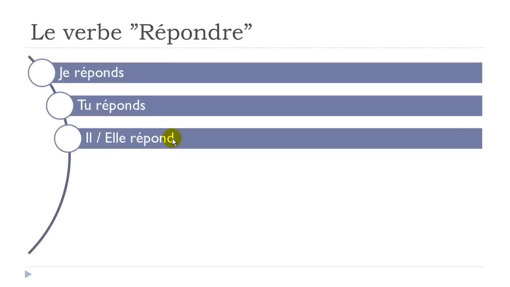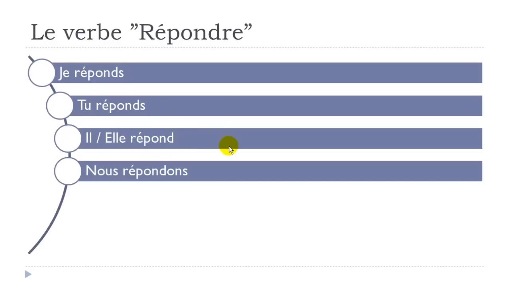Il répond. So, the final D is not pronounced. You only have this on nasal sound at the end. Répond. Elle répond. Okay? So, je réponds, tu réponds, il répond, elle répond. So far, only one way to pronounce it. Then, of course, for nous, we've got the normal and classic ending O-N-S. Don't pronounce the final S. You only pronounce this on sound. So, you get répondons. Nous répondons.